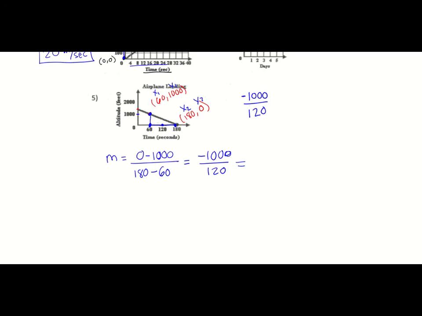Negative 1,000 over 120 gives us negative 25 over 3. So this tells me that we're going down 25 feet. So this is my feet, and this is my seconds. So we're going down 25 feet every 3 seconds. That is my rate of change for this graph.